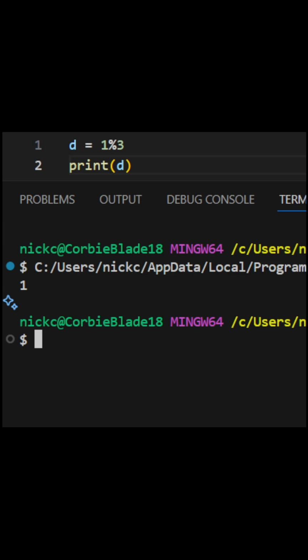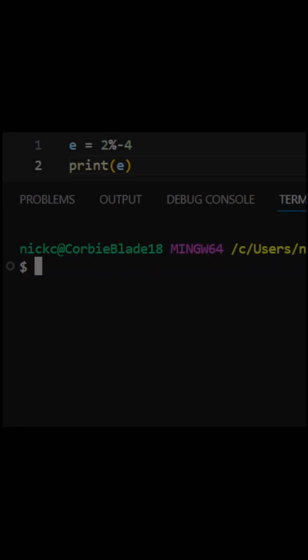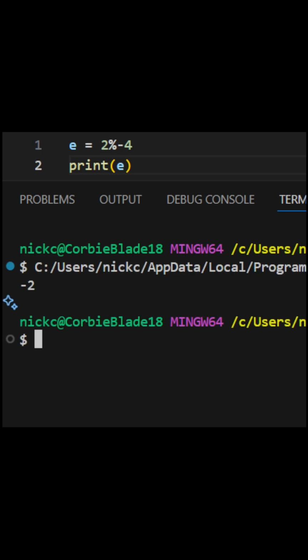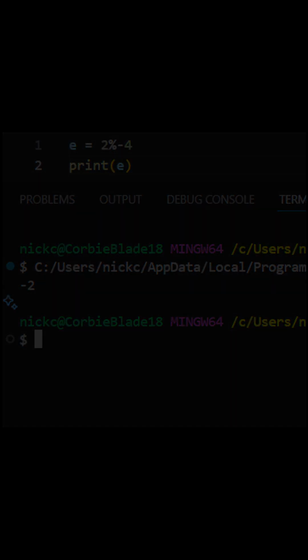The result is 1, which is more than 0 and less than 3. For negative divisors, the result is always in the range of the divisor and 0, exclusive of the divisor and inclusive of 0. This is illustrated in the operation 2 modulo minus 4. The result is minus 2, which is more than minus 4 and less than 0. The result of the modulo operator always adopts the same sign as the divisor.